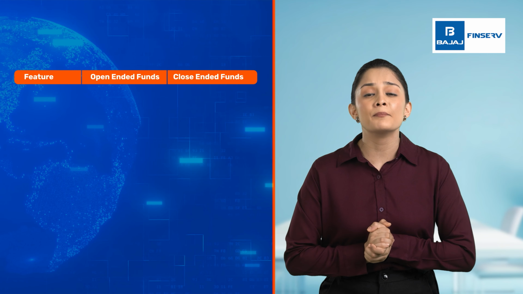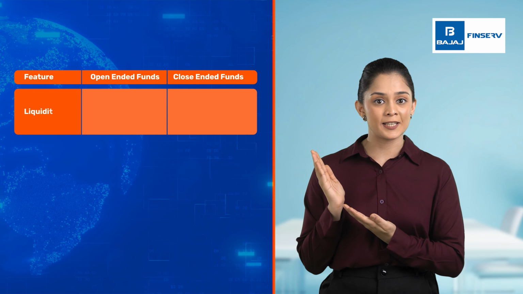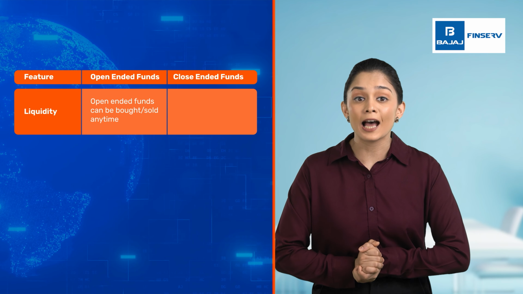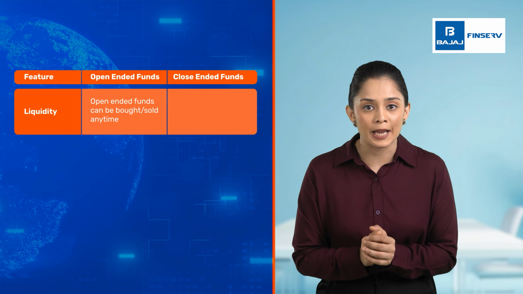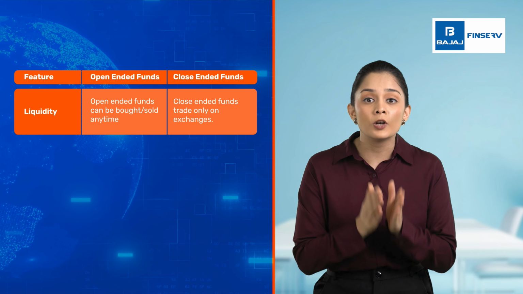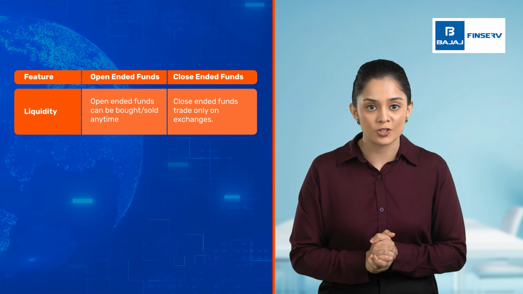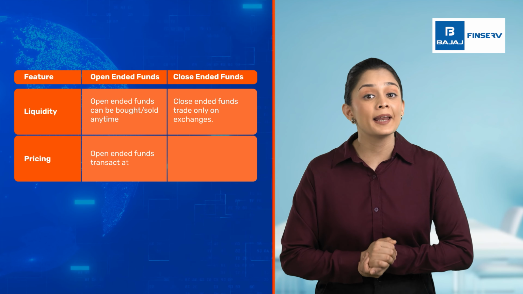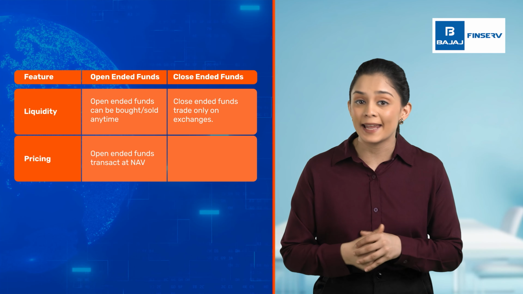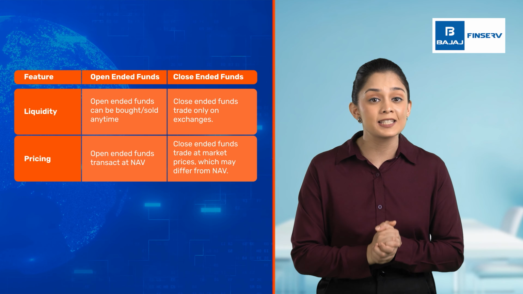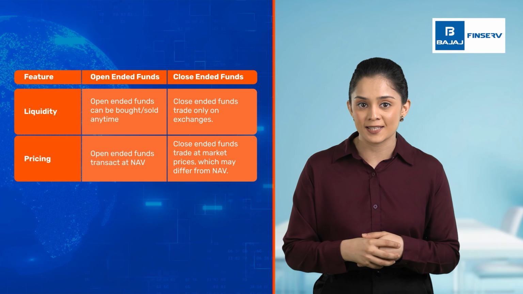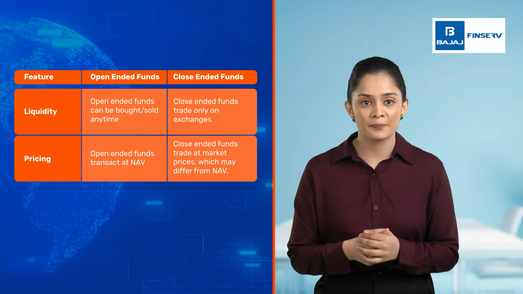Key differences between open-ended and close-ended mutual funds. So to summarize the main differences, liquidity. Open-ended funds allow you to buy or sell at any time, while close-ended funds can only be traded on the stock exchange. Pricing. Open-ended funds are bought and sold at NAV, whereas close-ended funds are bought and sold at market prices, which can vary from the NAV.